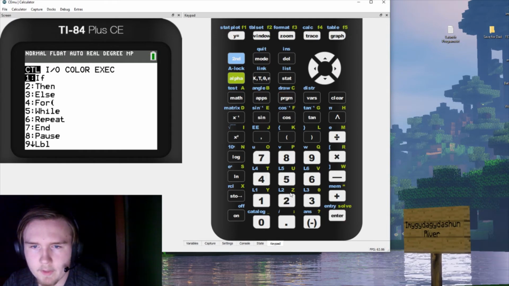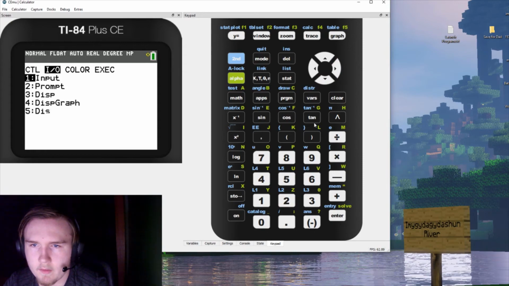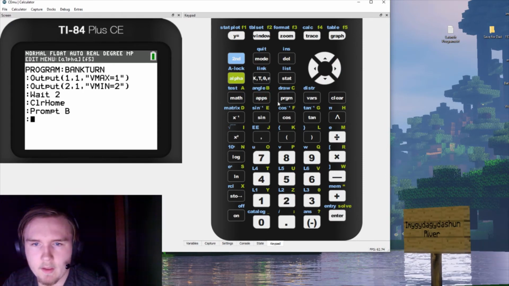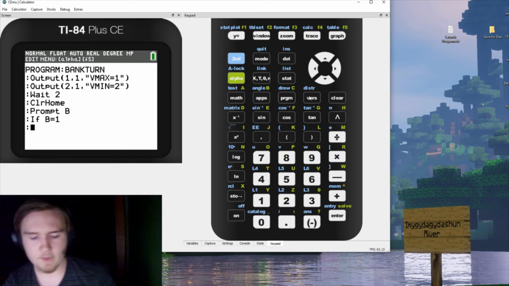Clear your home, and then you're going to prompt B. You're going to say if B equals 1, and this is where it gets kind of crazy. This is where it gets insane. Okay, this is where I'm going to drink some water.